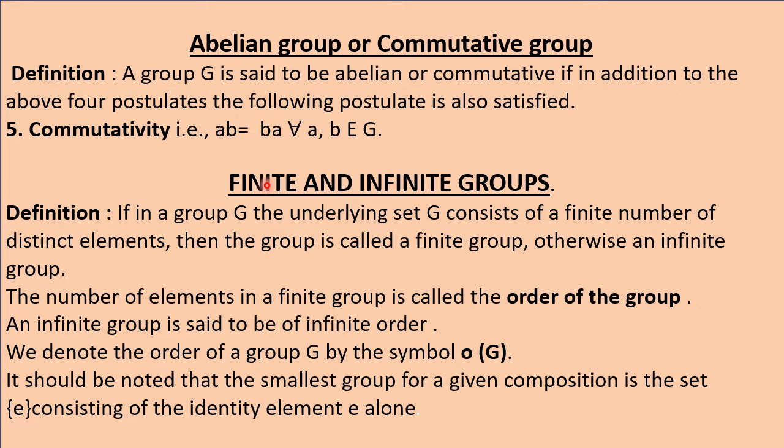Now the next topic is finite and infinite groups. Definition: if in a group G, the underlying set G consists of a finite number of distinct elements, then the group is called a finite group, otherwise an infinite group. The number of elements in a finite group is called the order of the group. An infinite group is said to be of infinite order. We denote the order of a group G by the symbol O(G). It should be noted that the smallest group for a given composition is the set {E}, consisting of the identity element E alone.